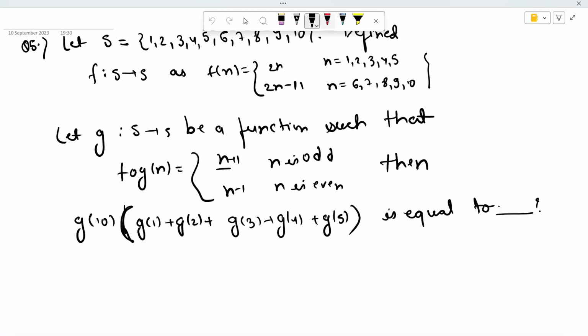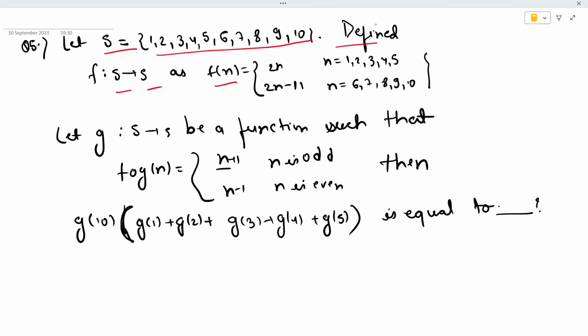Very important question. This is also a very important question. You have given a set S, the natural numbers up to 10. Define a function from S to S. Fn is defined like this: from n equal to 1 to 5, the function is given as 2n, and from 6 to 10 another function is given.